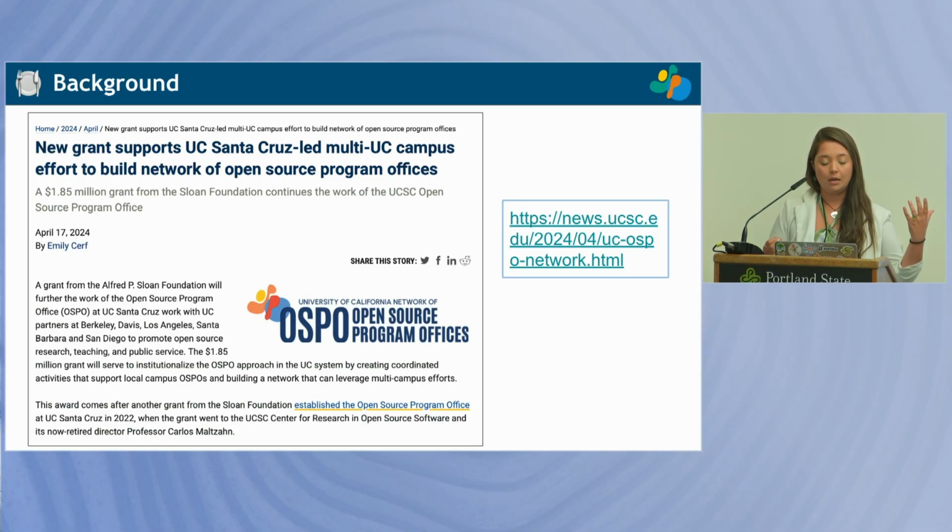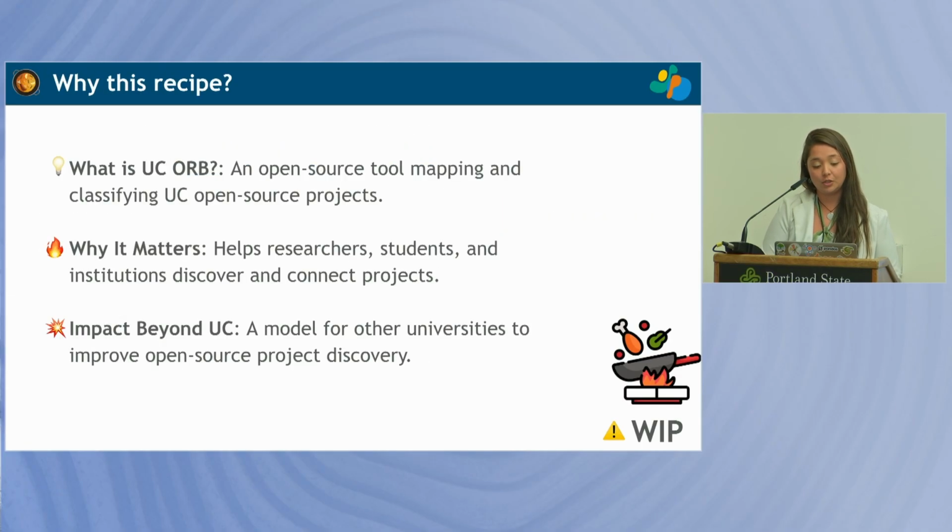So the work that I'm going to be talking about today, the goal is to find all the open source work that's been done within the University of California system. I think mainly because the OSPOs want to understand who's out there doing software and how they can serve them. So that's the main purpose of this project.